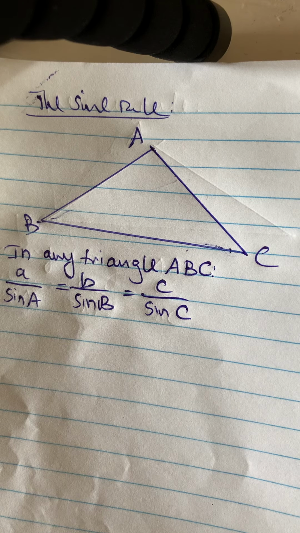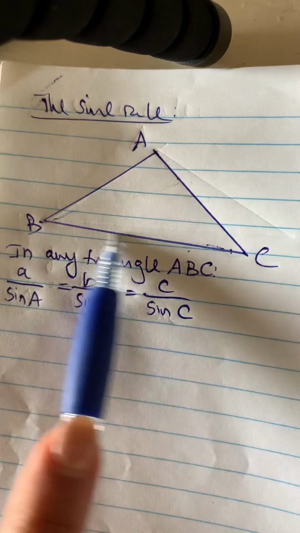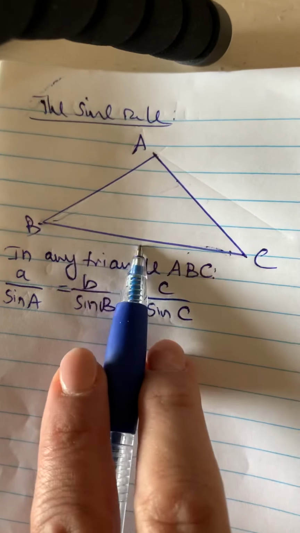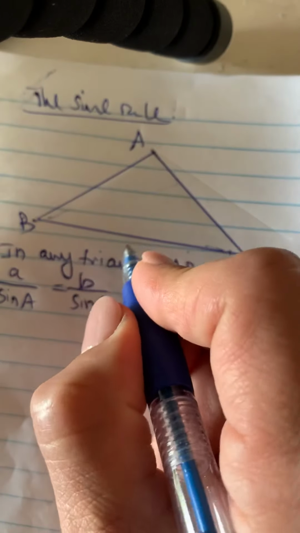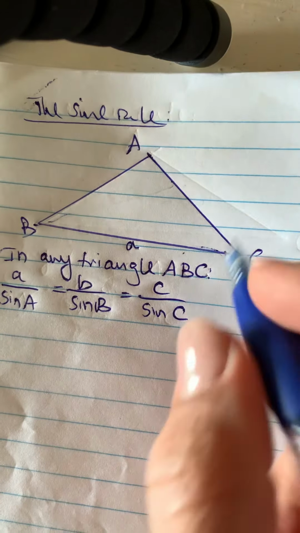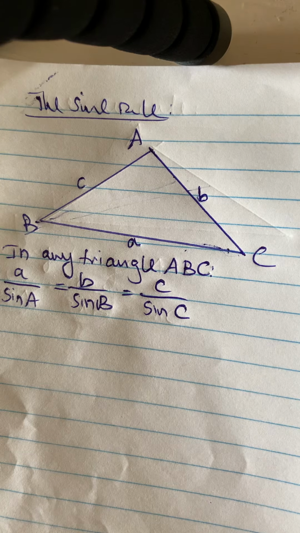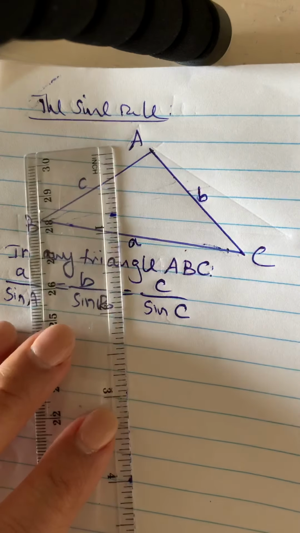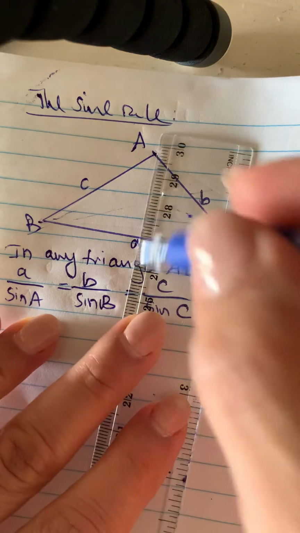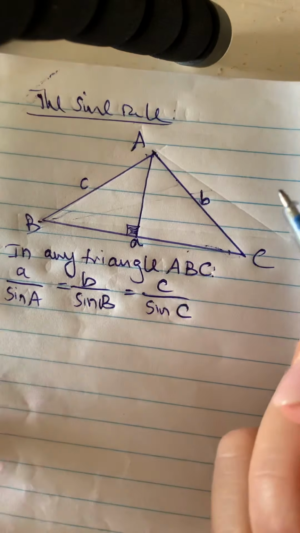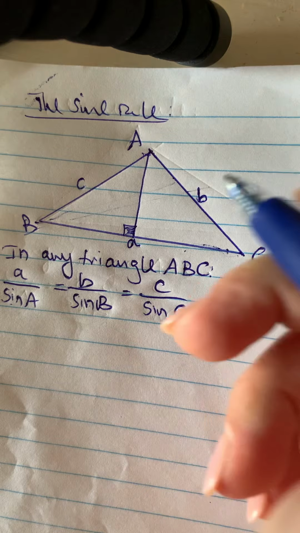So let's start with labeling. Normally you label vertices with capital letters, and then the sides facing those vertices with lowercase letters of the same letter. So angle A is opposite side a, angle C is opposite side c, we use lowercase for sides, and angle B is opposite side b. Now, to do the proof for the sine rule, I'm going to do a height from A to the base, perpendicular height. So we're going to use trig ratios, obviously, to come up with the rule.